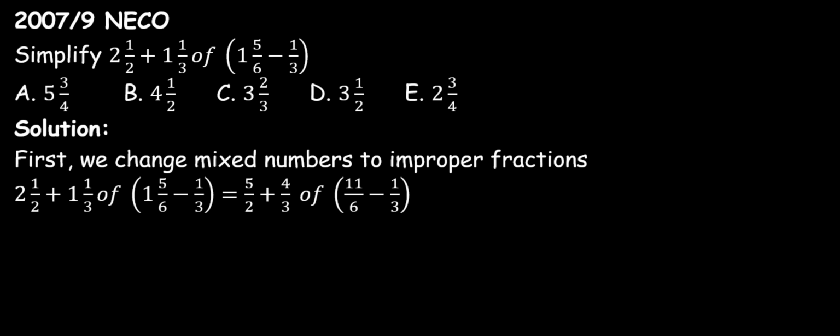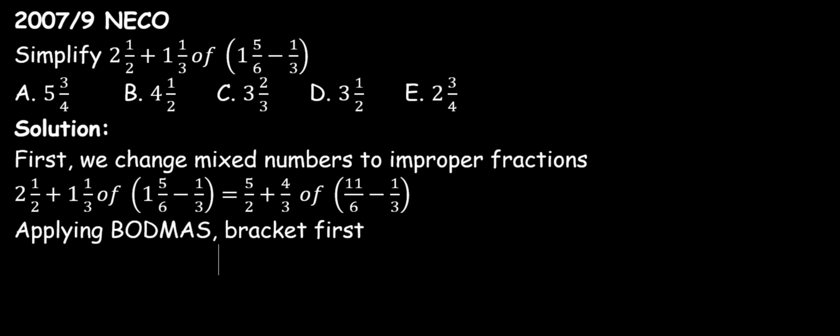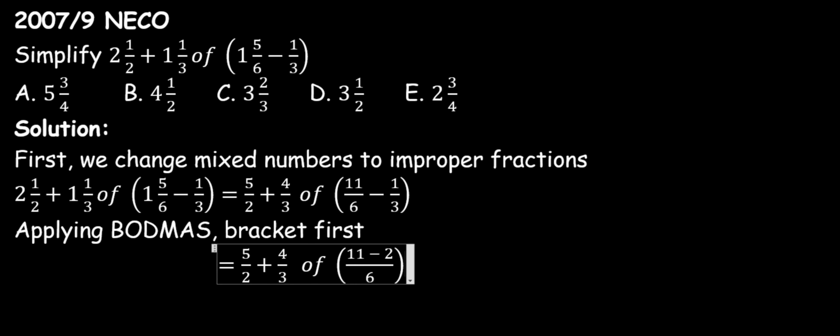Next, applying BODMAS, bracket first. We must attend to the bracket first. So it means we perform the arithmetic operation inside the bracket. So that gives us 5 over 2 plus 4 over 3 of, inside the bracket, the LCM of 6 and 3 of the denominator is 6. In the first case, 6 divided by 6 is 1, 1 times 11. Minus, in the second case, 3 divided by 6 is 2, 2 times 1 gives you 2. Hence, the result at the numerator is 11 minus 2.